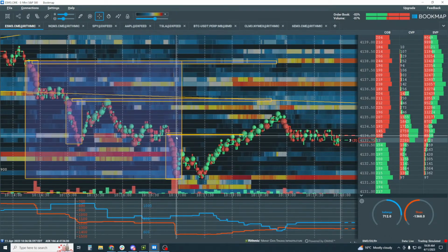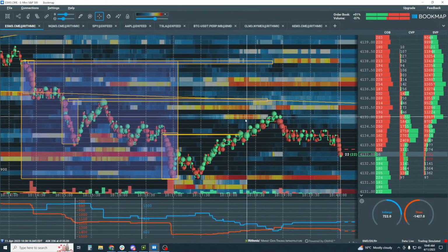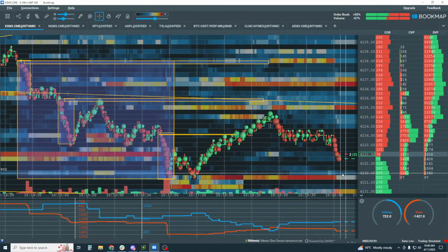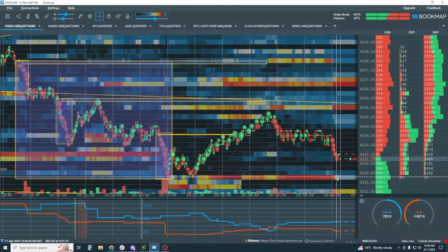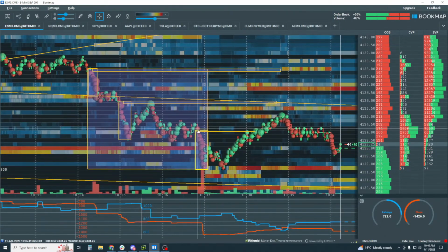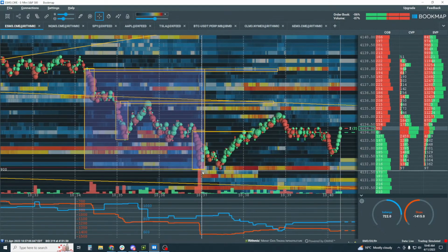Okay, so yeah, this is a little more difficult one here. I believe here come the sellers. They're gonna try to drive it down to our swing low, and I think below here. This is a little more difficult here because we did get above these sellers here.